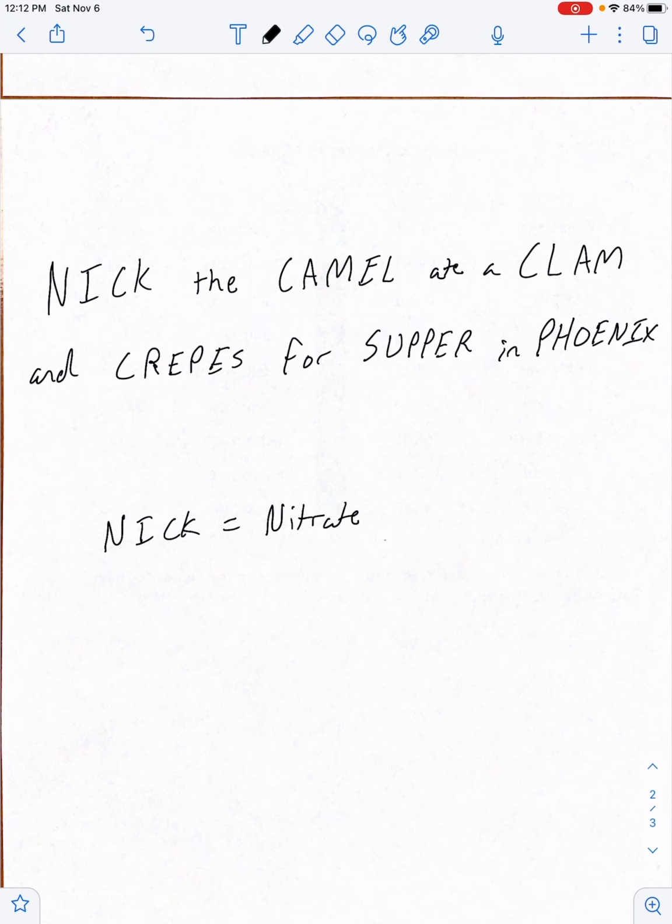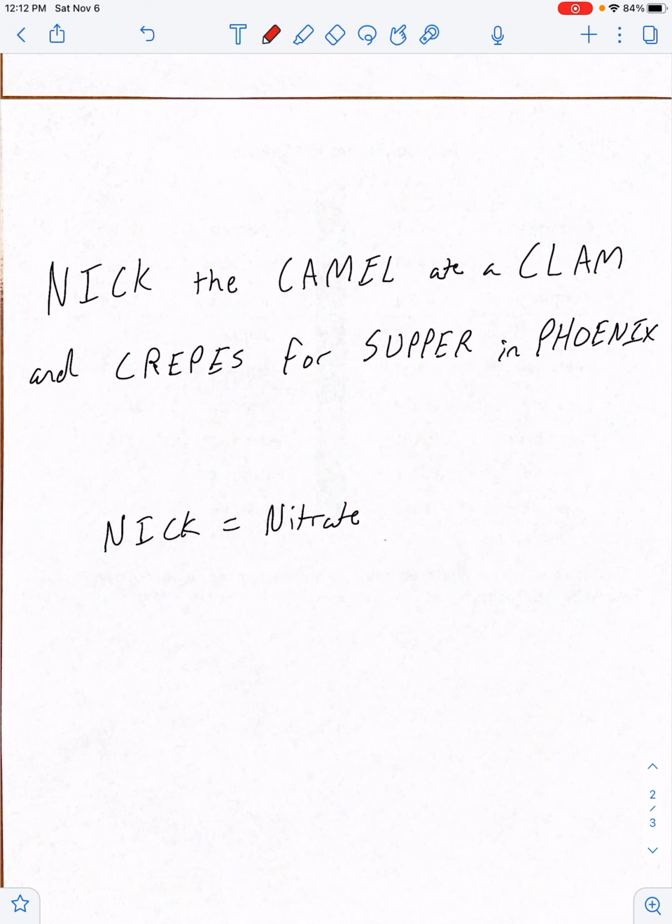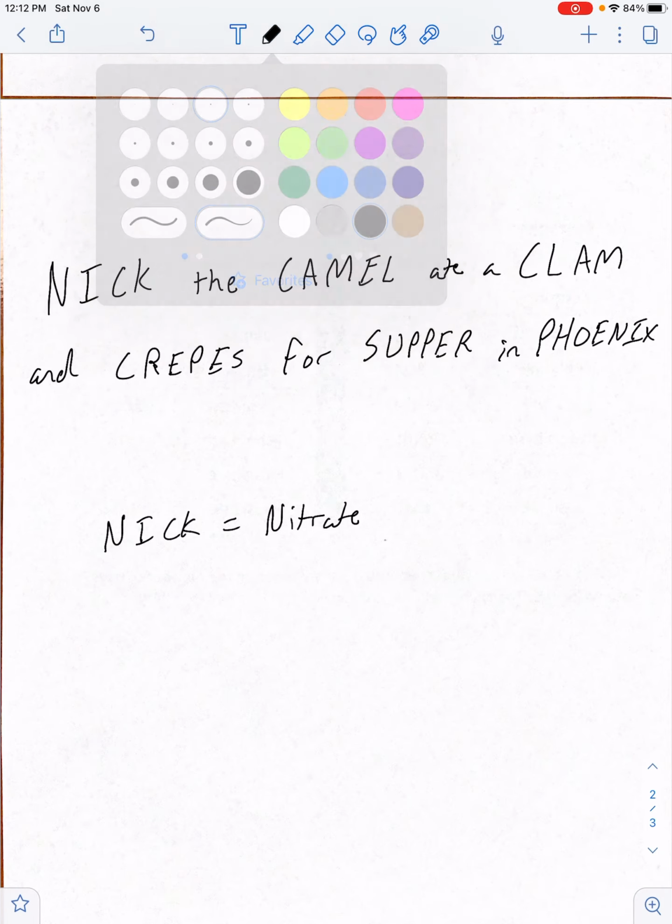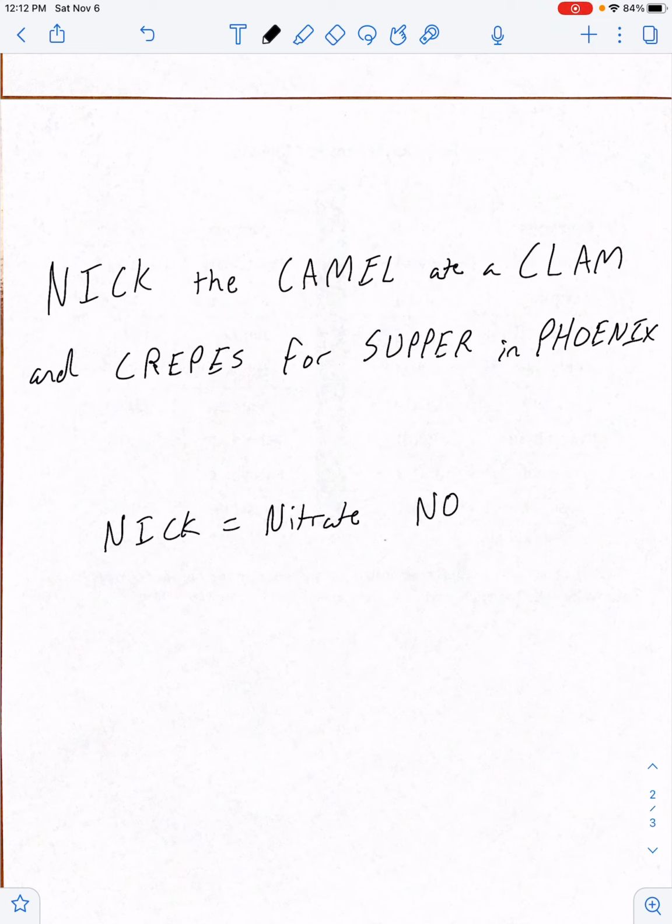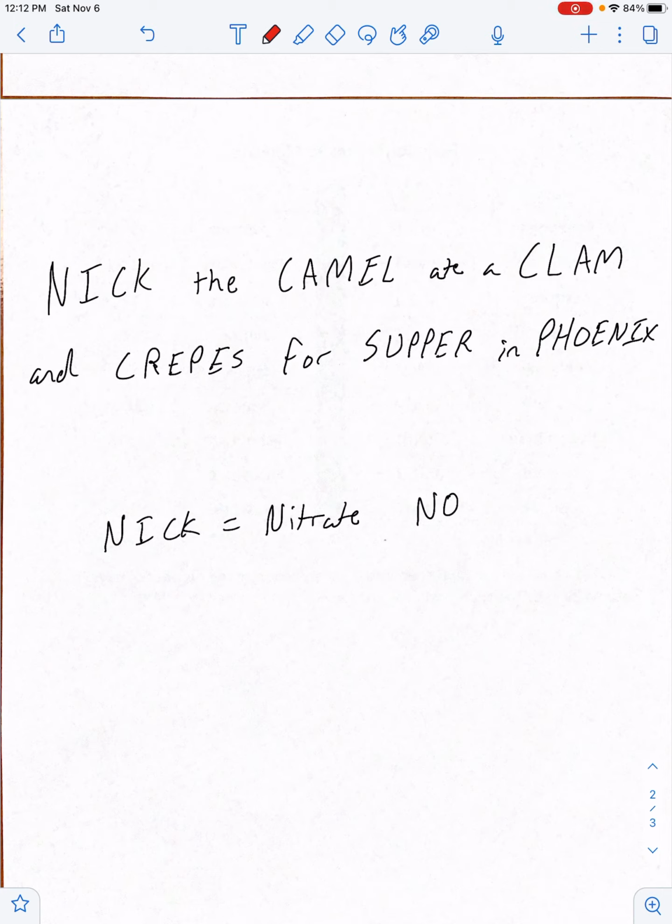Okay, so now what we're going to do is I'm going to take a different color. And here's your trick, is that we know it's going to start with N. Okay, it's going to be NO. Okay, so I'm going to write that down. Let me go back to my other color. So NO. Now I'm going to go back to my other color. So my consonants are going to tell me how many oxygens I have.